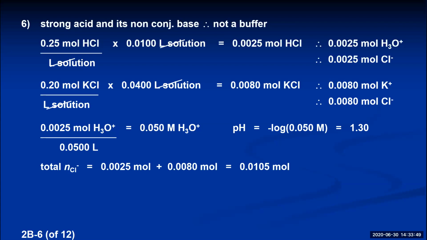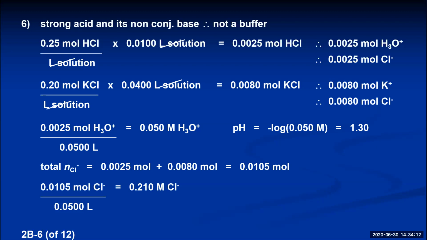Now, if that's the total moles of chloride and they want the molarity of the chloride, you have to take the number of moles and divide it by the volume of the solution, which again was 50 milliliters. So if we divide the moles of chloride by 0.0500 liters, that'll be the molarity of the chloride ions that are in the solution, and that comes out to 3 significant figures, 0.210 molar.